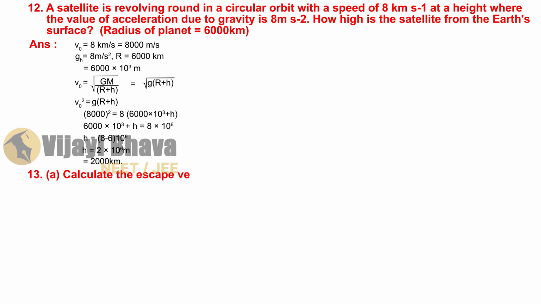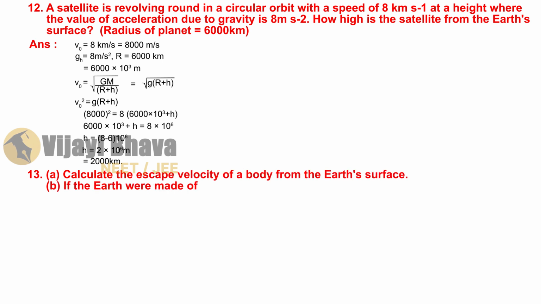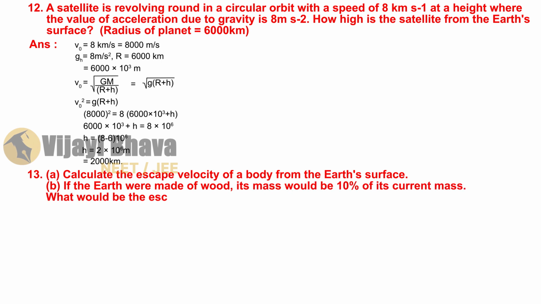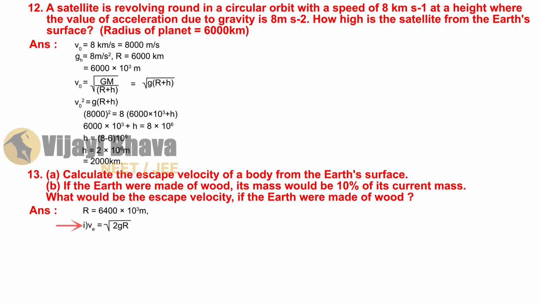Calculate the escape velocity of a body from the Earth's surface. Also, if the Earth were made of wood, its mass would be 10% of its current mass. What would be the escape velocity if the Earth were made up of wood? The solution. The radius of the Earth is 6400 kilometer, otherwise 6400 into 10 power 3 meter. The escape velocity V is given by root of 2gR, which comes out as root of 2 into 9.8 into 6400 into 10 power 3. On simplification, we get this as 11.2 kilometer per second.